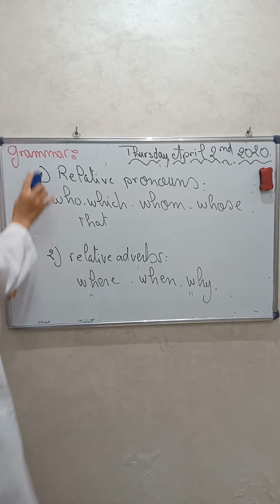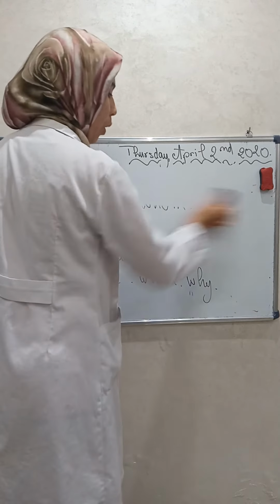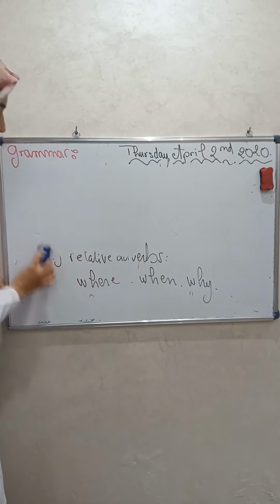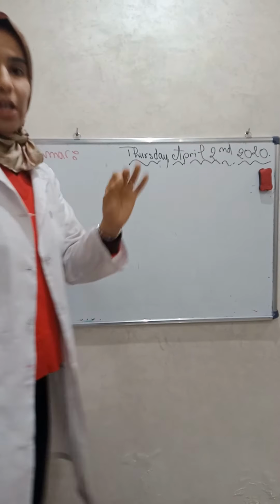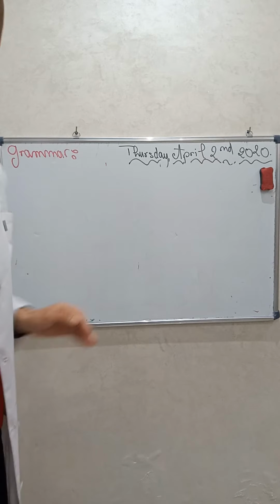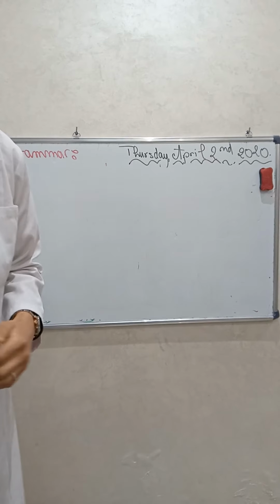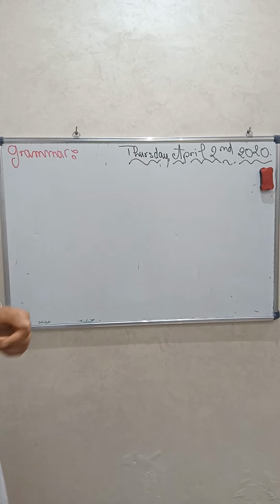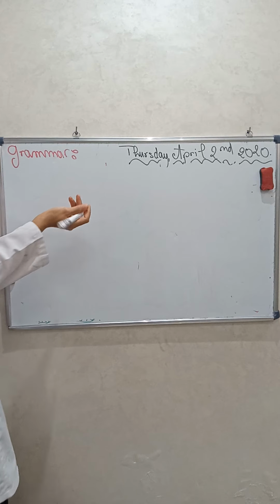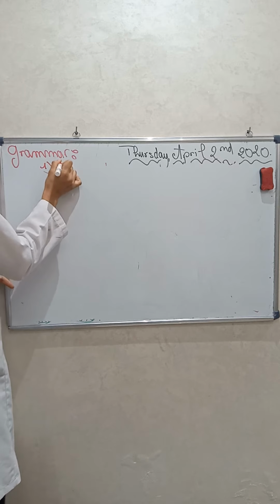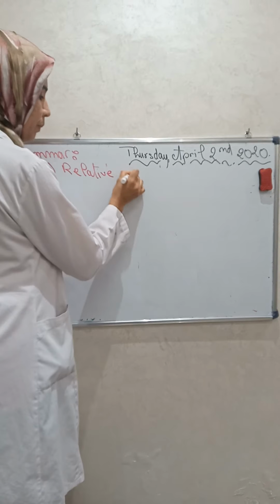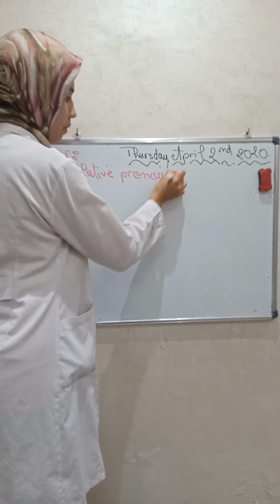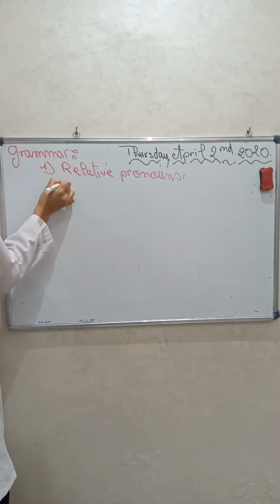And by the way, I am still explaining the PowerPoint I gave you, meaning that you have so far got everything in the PowerPoint. Here it is just for explaining the thing. Okay? Now let's start with who. The relative pronouns. Who.